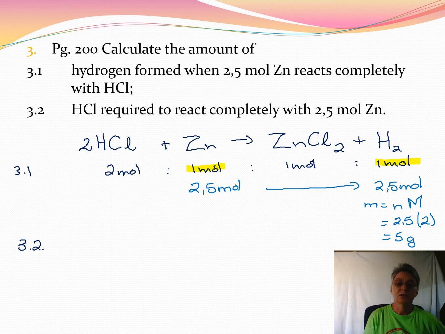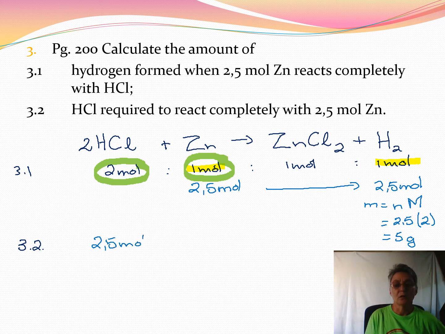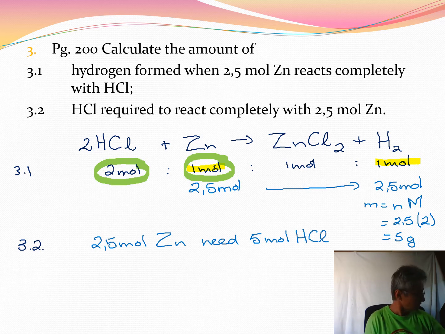3.2, calculate the amount of HCl required to react. Now, HCl reacts in the ratio 2 moles of HCl to 1 mole of zinc. So, if we have to answer this question, 2.5 mole zinc will need 5 moles of HCl. If they asked you to calculate the mass, then you take the 5 moles and you multiply it by the molar mass.